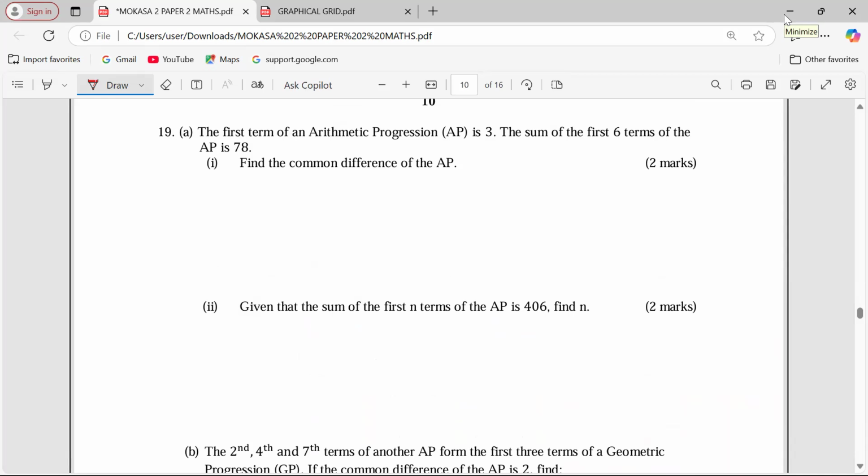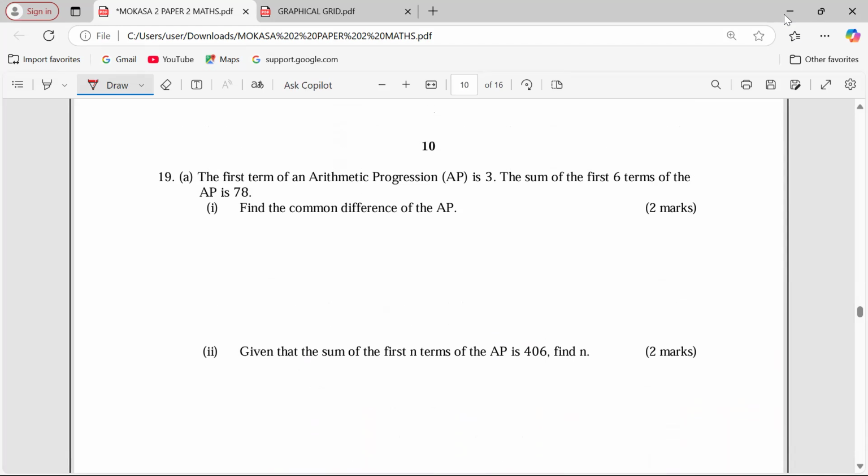Let's get to number 19. The first term of an arithmetic progression (AP) is 3. The sum of the first 6 terms of the AP is 78. Part 1, find the common difference of the AP.